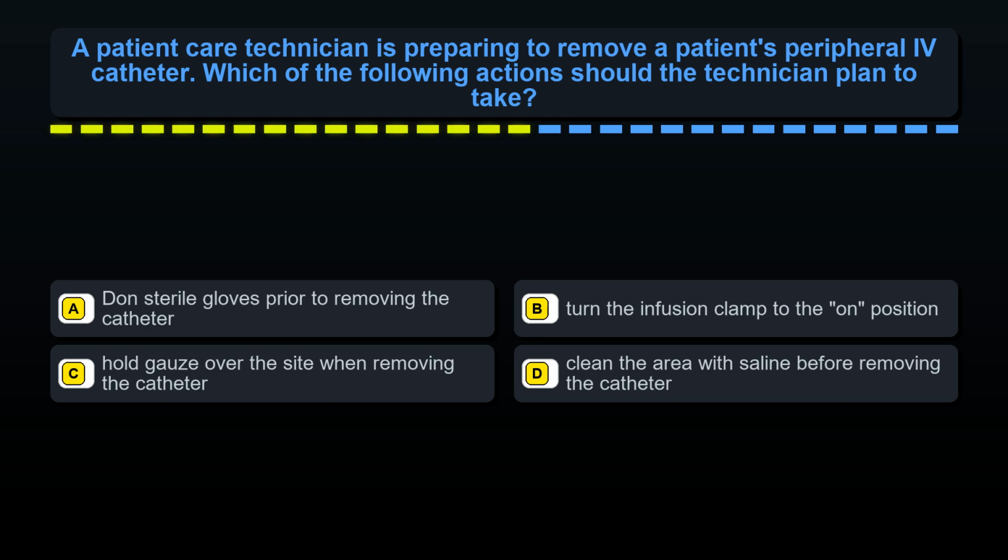Option A. Don sterile gloves prior to removing the catheter. Option B. Turn the infusion clamp to the on position. Option C. Hold gauze over the site when removing the catheter. Option D. Clean the area with saline before removing the catheter.